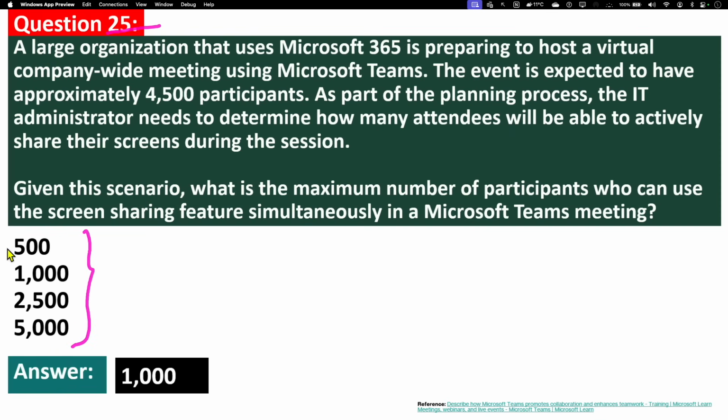The correct answer is 1000. The screen sharing capability is supported for up to 1000 participants of a meeting. While meetings can accommodate up to 20,000 participants, the remaining participants have view-only capabilities. So, what happens to screen sharing at 1000 plus participants? The first 1000 participants can interact fully. They can view shared screens, speak, chat, and react.